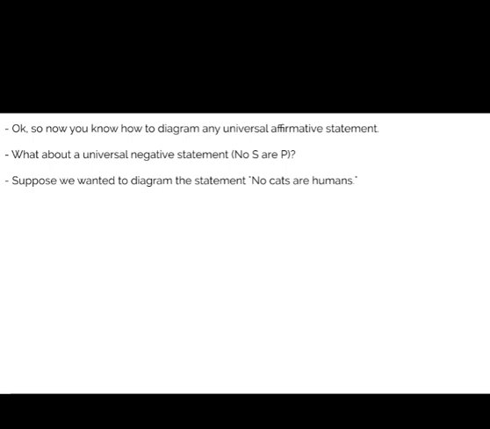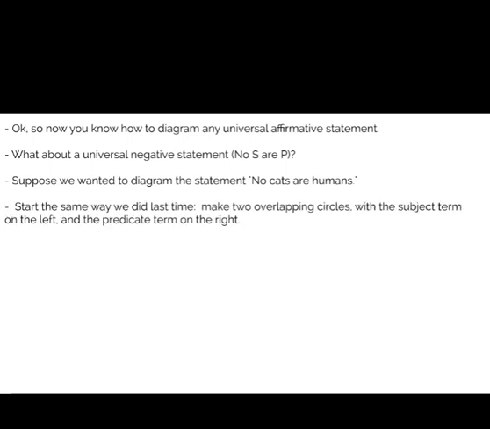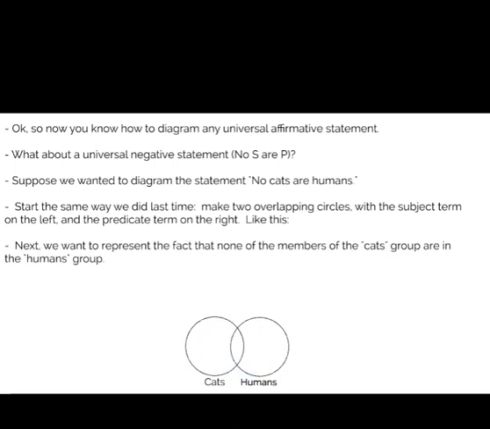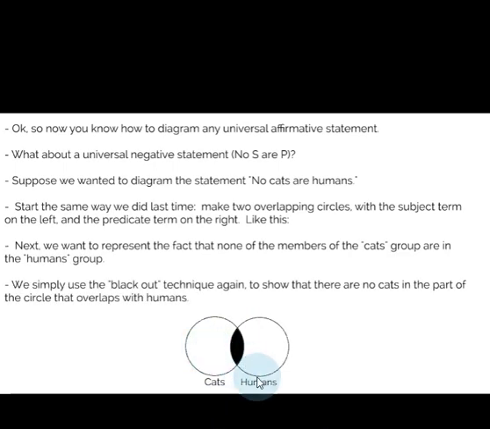What about a universal negative rather than a universal affirmative? Well, we still use the blackout technique, right? So if we wanted to say no cats are humans, what we're saying is there's nothing in this cat circle inside the human circle. You're not going to find a cat that's also a human. So we black out the middle. Exactly, to represent the fact that we don't have any cats that are also humans, right?